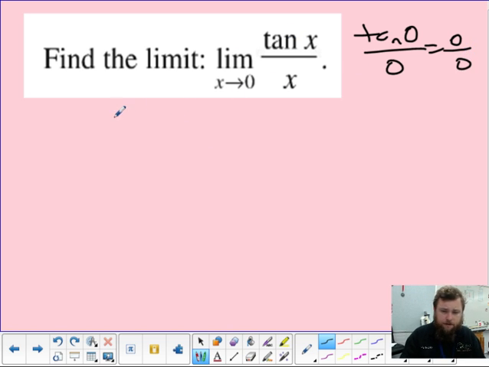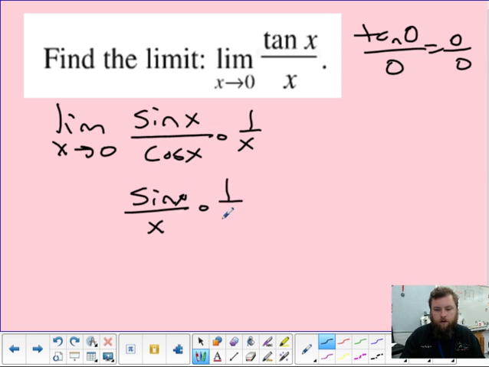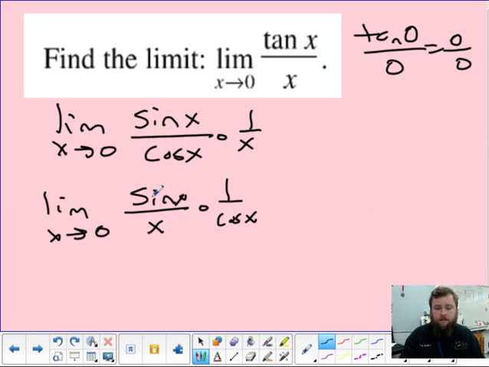So let's break up this tangent. I can rewrite this as the limit as x approaches 0 of tangent, sine over cosine. So sine of x over cosine of x, times 1 over x. And let's rearrange this and put that as sine of x over x times 1 over cosine of x. So that limit still as x approaches 0. And we found from the last properties that we already memorized that this approaches 1.